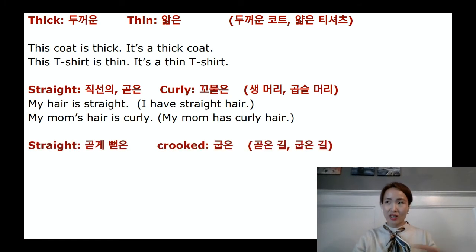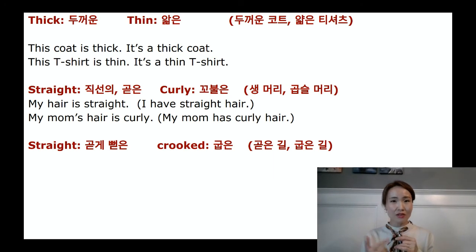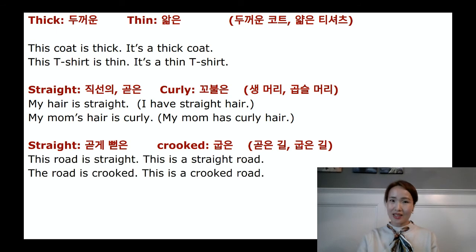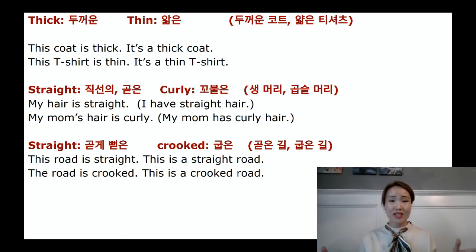Also, when you talk about the street, especially the road, we don't say curly road. Nobody says that, right? So there is a different vocabulary for that. You can still use straight for the road. The street is straight. The road is straight. But for the opposite, you can say the road is crooked. The road is crooked. Also, you can say this is a straight road. This is a crooked road.